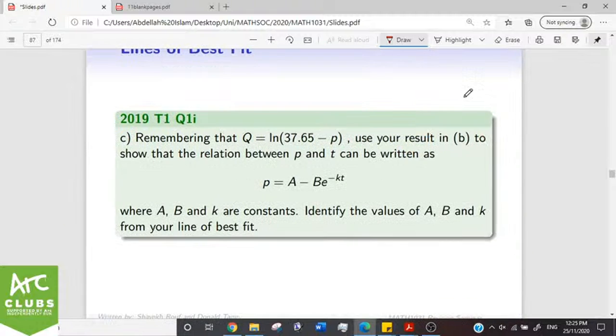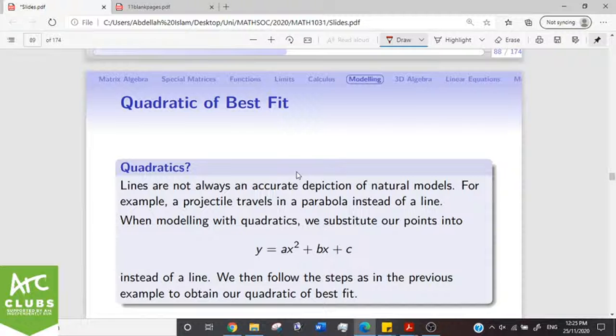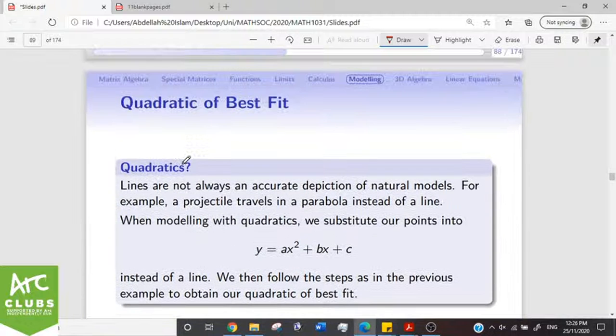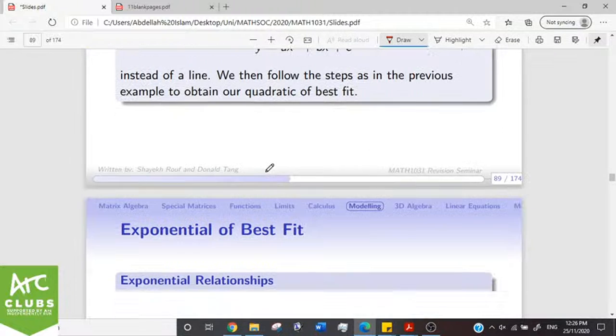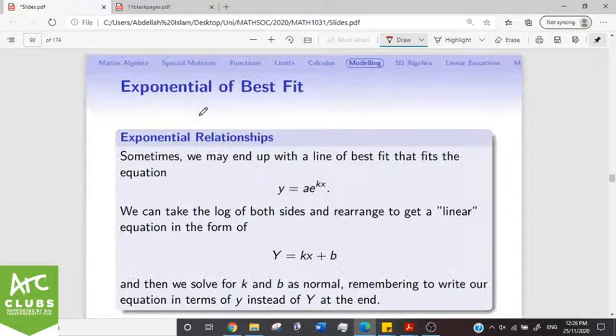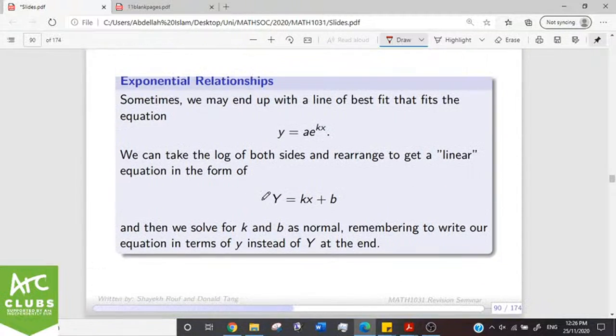Okay, here's another line of best fit example. I'm going to quickly skip through the next few because we are a bit short on time. We can also do it with quadratics. The thing with quadratics is you'll have three variables, so your matrices will have 3 columns instead of just 2. You can also do exponential.